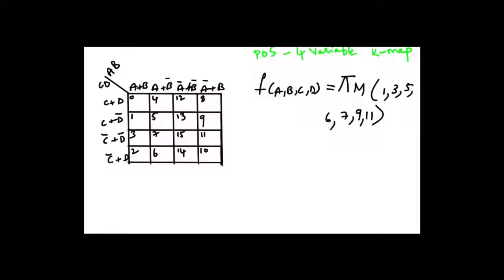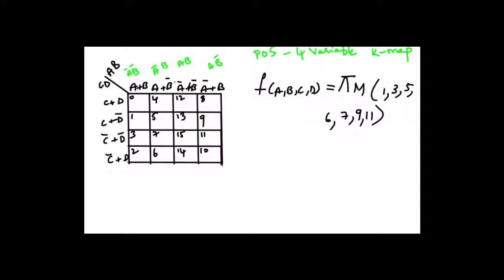So if it is in SOP form, we write A bar, B bar, and here we write A bar B, and here we write A B, and here we write A B bar. So for easy understanding, I'll just write it here: A B, A bar, A bar, B bar, A bar B. Next here A B, A B bar.